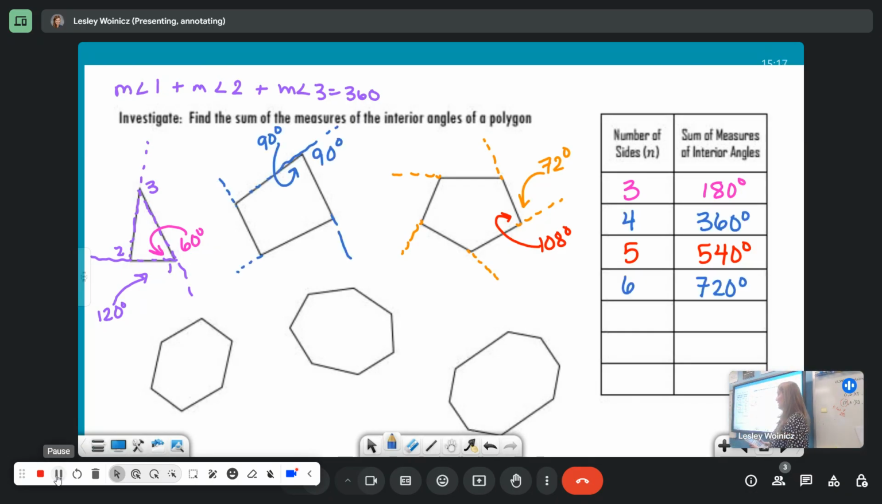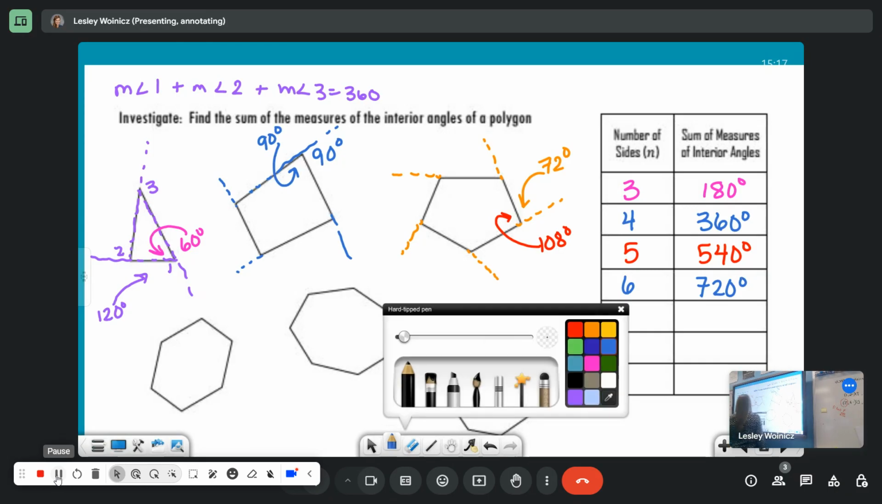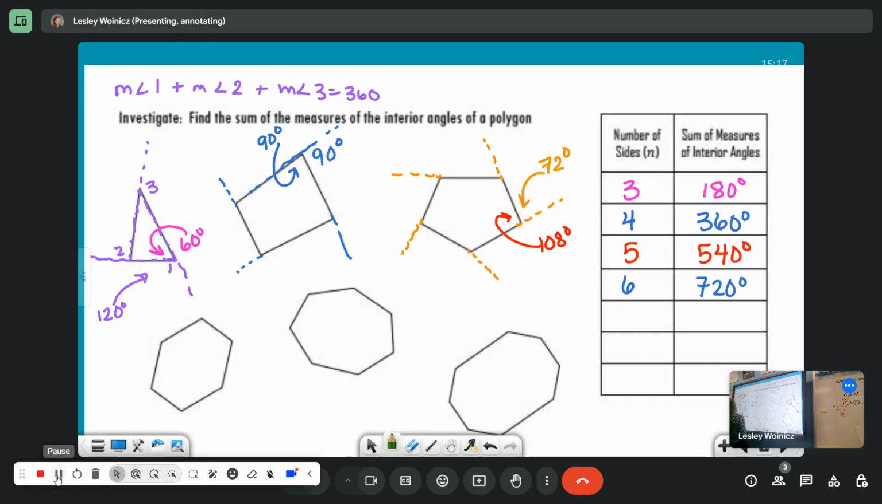So, if you've gotten this far, I want you to look at it very carefully and see if you can tell what's going on. Oh, beautiful. Okay, we're just adding 180 degrees.